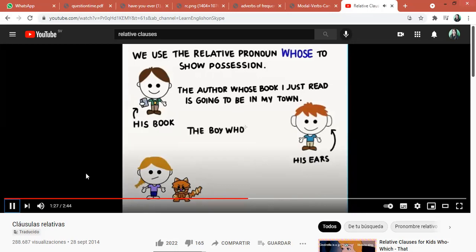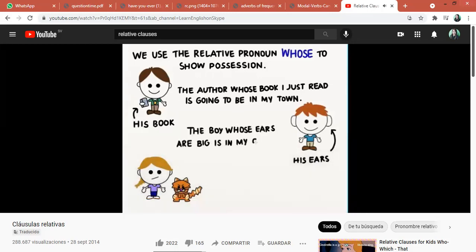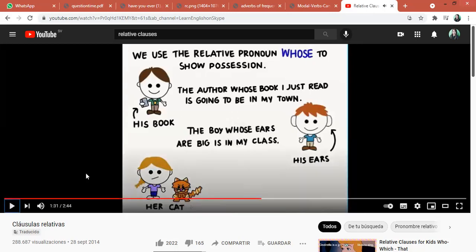The boy, whose ears are big, is in my class. Okay. The boy whose ears are big is in my class. So you can say, that boy is in my class. But if you say, which boy? That boy that is sitting down over there. Instead of saying that boy again, you can say, that boy who has big ears is in my class. And you are saying it completely, right?